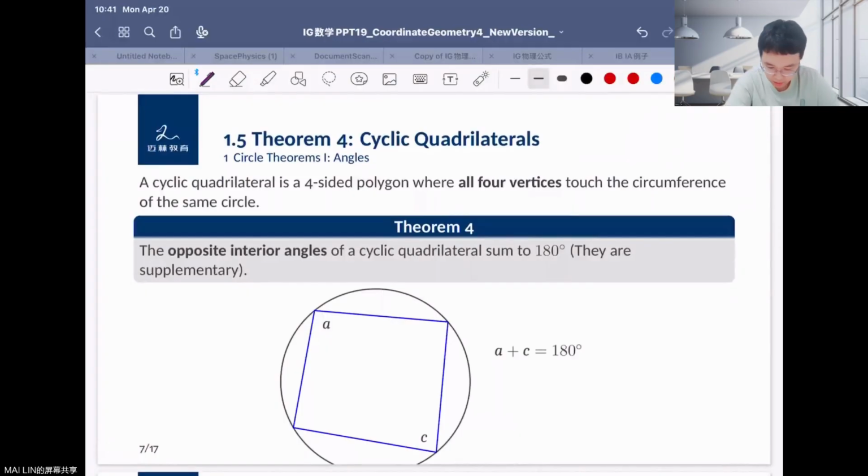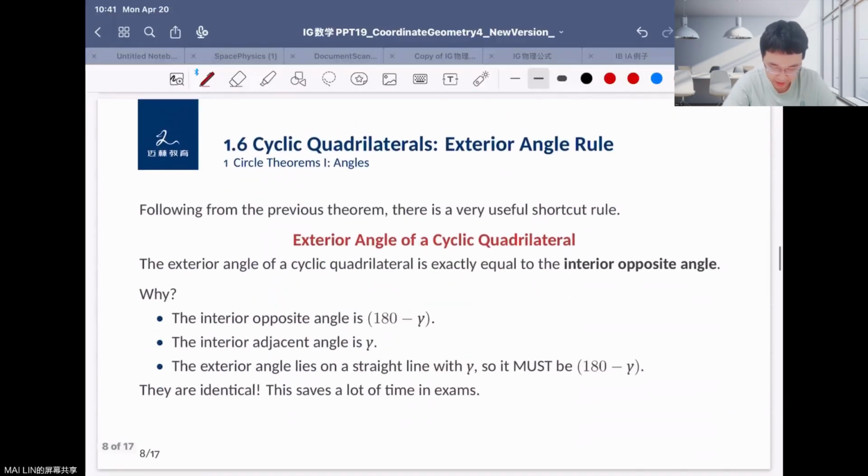cyclic quadrilaterals. Two opposite angles, the sum of them equals 180 degrees. That is the opposite interior angles. So we can name angle B, angle B plus angle D equals 180 degrees. Therefore the opposite angles. And for cyclic quadrilaterals, we also have an exterior angle rule.